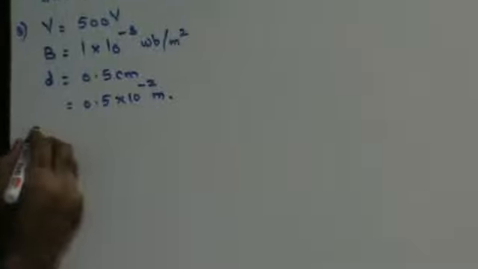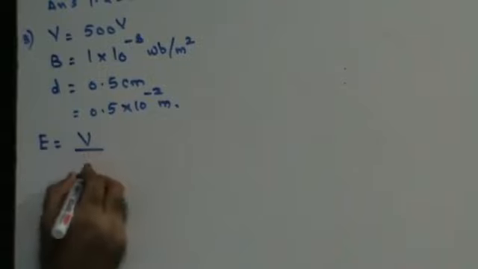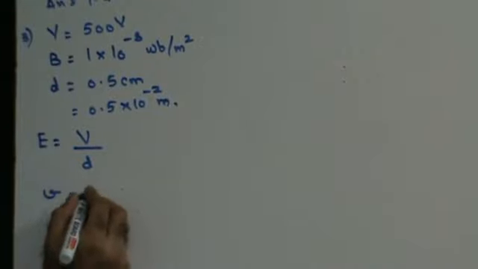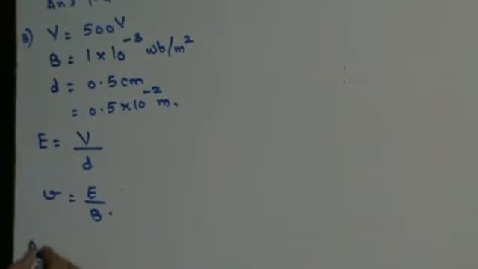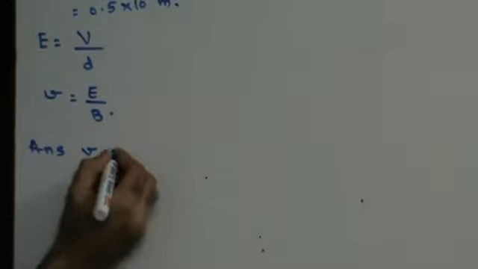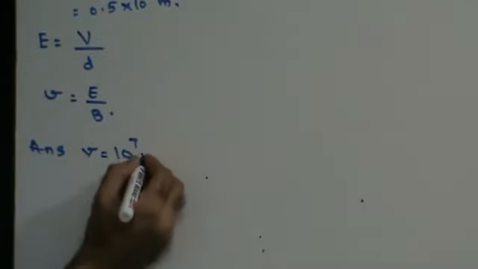Now first of all, let's find out electric field. How much electric field will be generated? The electric field is nothing but V upon D. It is the ratio of potential difference to the distance between the plates. So you will come to know your strength of the electric field here. Once you have this, then you can find out the velocity of electrons, which is nothing but E upon B. First you find out the strength of the electric field and then you can find out the velocity of electrons. The velocity of electrons is 10 to the power of 7 meters per second. Next, take our next one please.